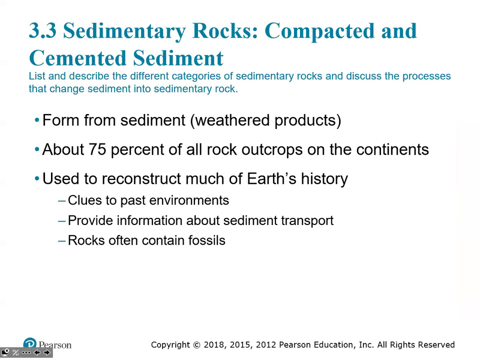Now, that was igneous rocks. Now we can move on to sedimentary rocks. Sedimentary rocks are rocks that are made of basically bits of previously existing rocks. In general, they form from sediment, pieces of rock that have weathered off of existing rocks and have been carried somewhere else.